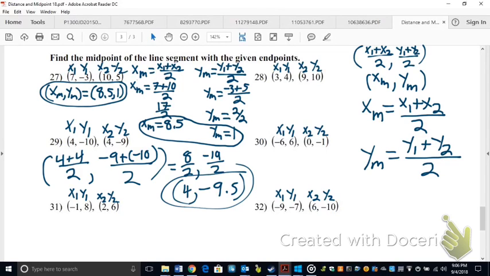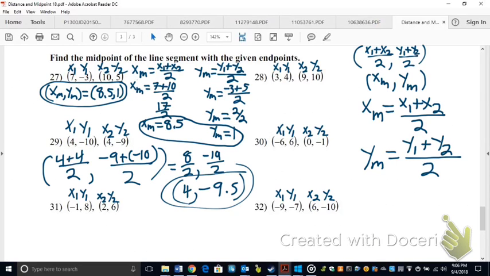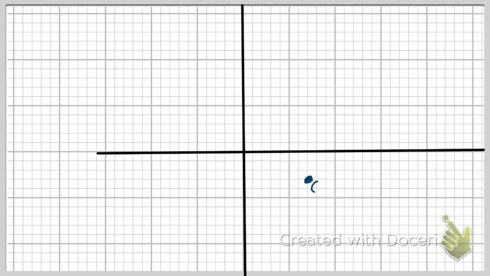So what does that mean? Here are 2 points, 7, -3, and 10, 5. So that's our line, and we're looking for the halfway point. Now the halfway point that we figured out was 8.5, 1, which is right there. So if we look at that point and ask, is that the midpoint? We go, yeah, our math worked.